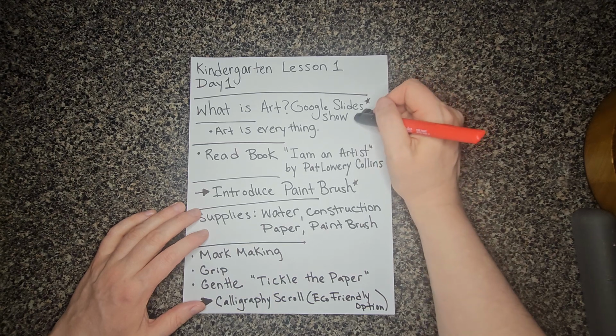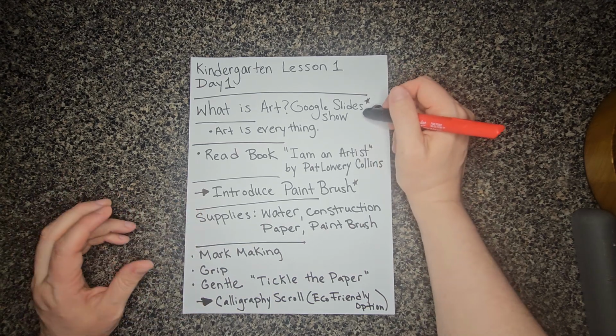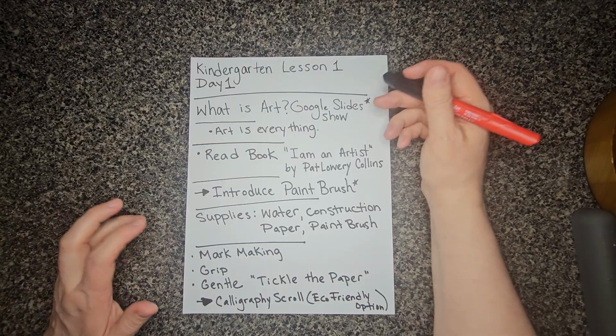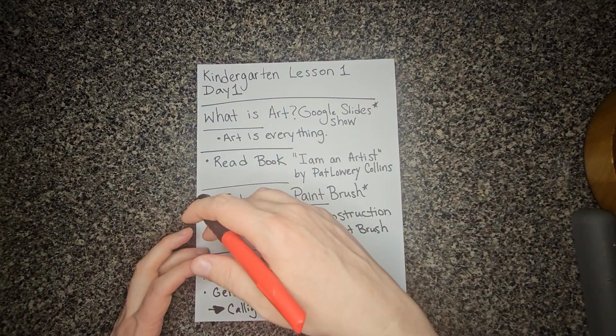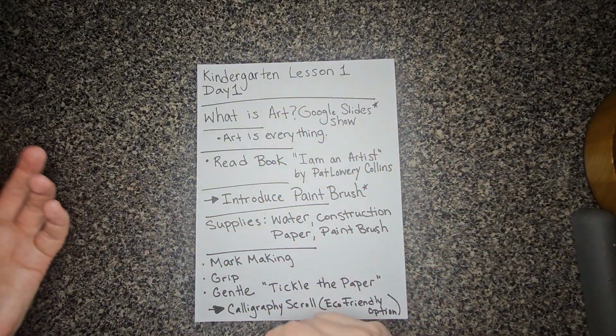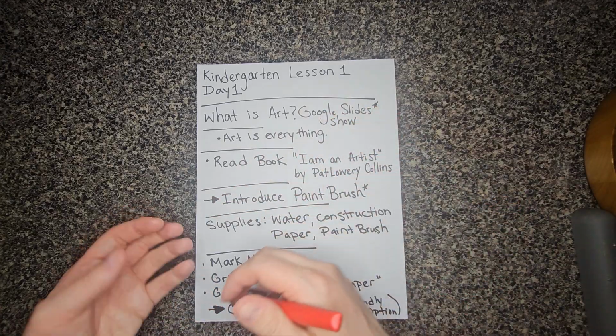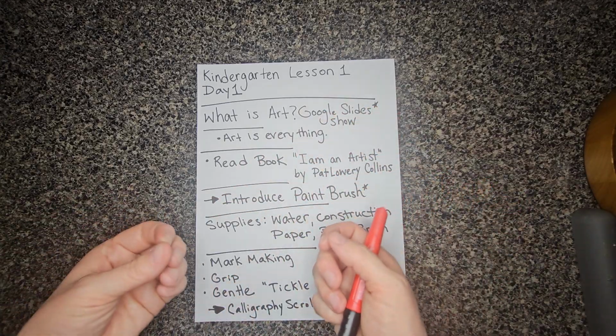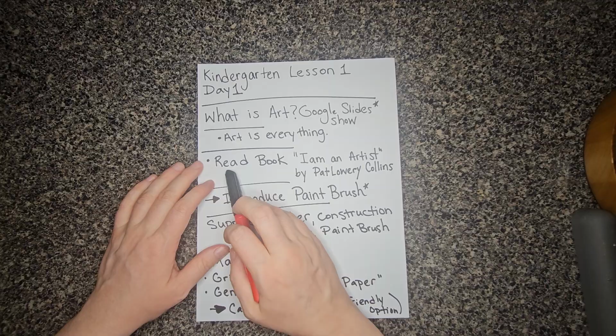So after we go through that, it shows a little bit of everything: that crayons are something we use to make art, and markers and clay and paint, and clothing is art, and shoes are art, that someone made them, and artists are makers. Then we usually read a book.